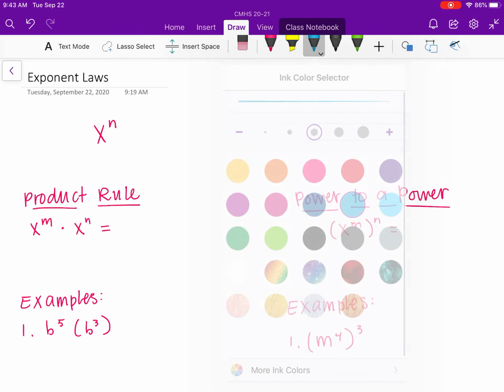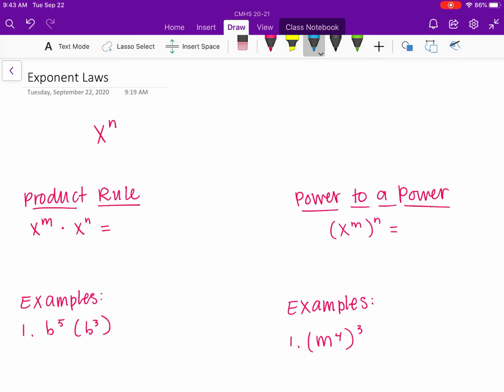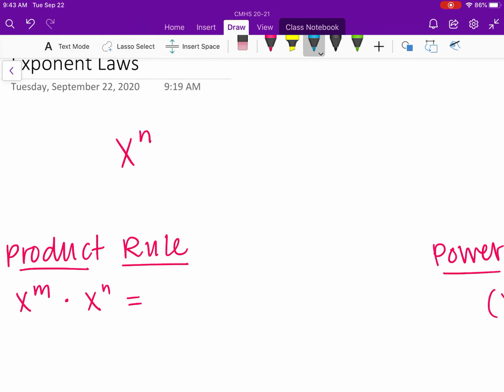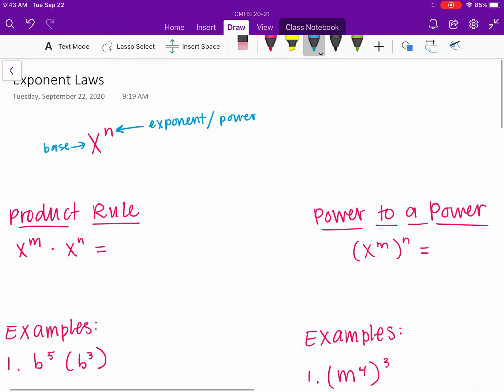Okay, so first we have to look at an exponent. So up here, x to the n, this is an exponent. We're going to label its parts. So first, this n up here is called the exponent, or the power. All right, so that's the exponent. This little number is called the base. Okay, so we have the base and the exponent. That's going to help us when we look at these laws.